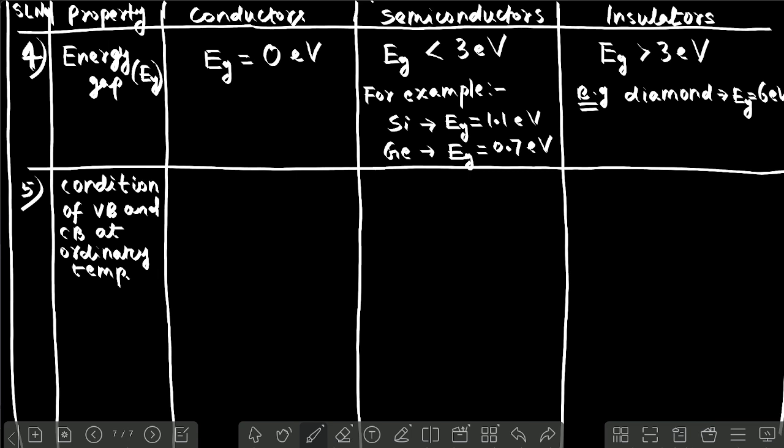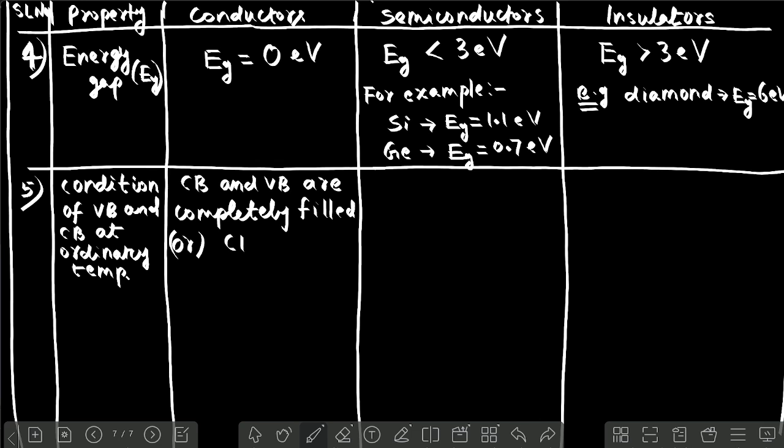Okay, now listen all of you. For a conductor, conduction band and valence band are completely filled. You can write here, conduction band and valence band are completely filled, because they are overlapping, they are not completely filled. Or you can write, or conduction band is partially empty. CB means conduction band is partially empty. This one also you can write.